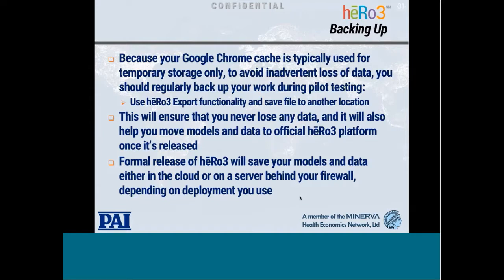The next thing that we want to bring up is backing up models. The Chrome cache, which we use to store models, is not really meant for permanent storage. And so what we recommend is that you not rely on it for storing your model. So if you have an important model that you want to save, rather than simply hitting the save button, you should also export it to a file. That export functionality will essentially download a file format which represents the data contained within your model, which can then be re-uploaded to the platform to open it up. And this will make sure that you never lose your data if something happens with your Chrome cache.